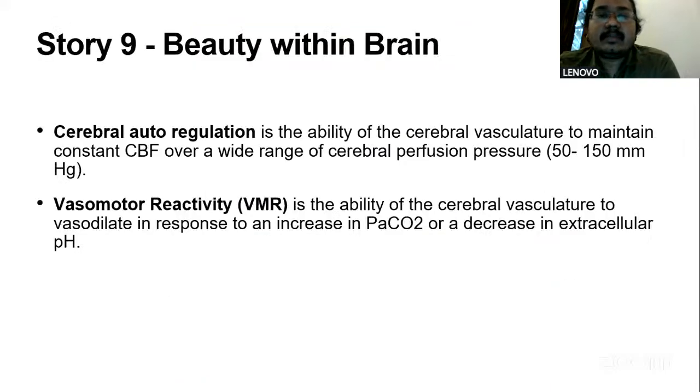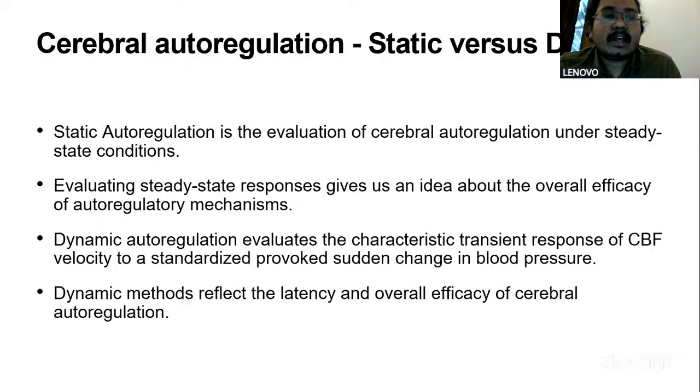The beauty of the brain is that whatever the external pressures, it always tries to maintain the perfusion pressure in a range of 50 to 150 mmHg, and we call it cerebral autoregulation. Also, there is a phenomenon called vasomotor reactivity, where the cerebral vasculature responds to PaCO2. We interpret all of this, vasospasm, traumatic brain injury, in the context of cerebral autoregulation ideally. But because of unavailability of advanced techniques, we are not looking at cerebral autoregulation.